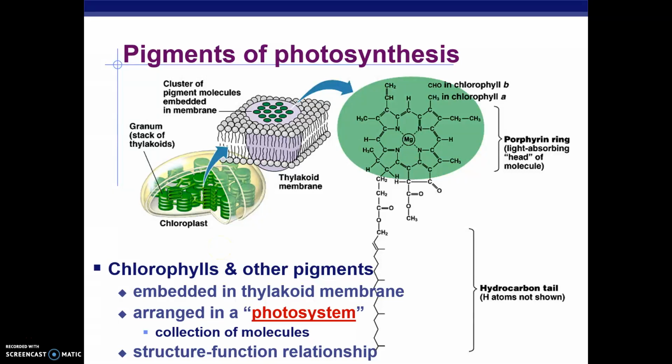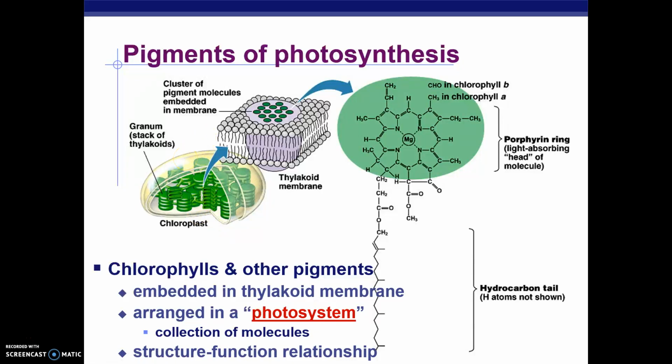Continuing with my lecture on photosynthesis, part 2. Pigments of photosynthesis. There are different kinds of chlorophyll pigments, and there are a couple other pigments for photosynthesis. There's chlorophyll A and chlorophyll B.